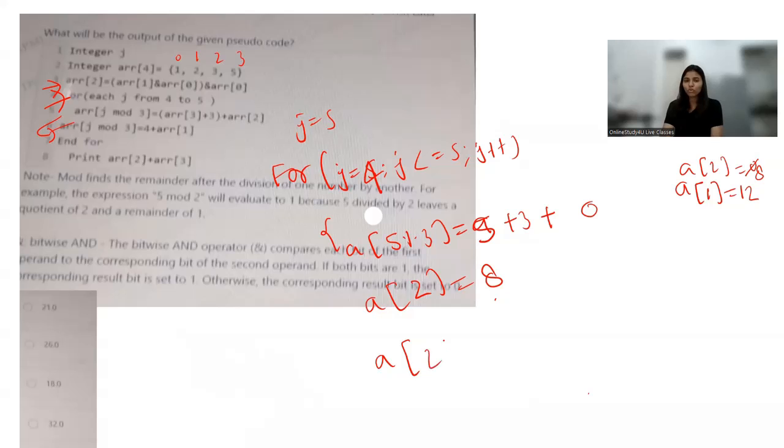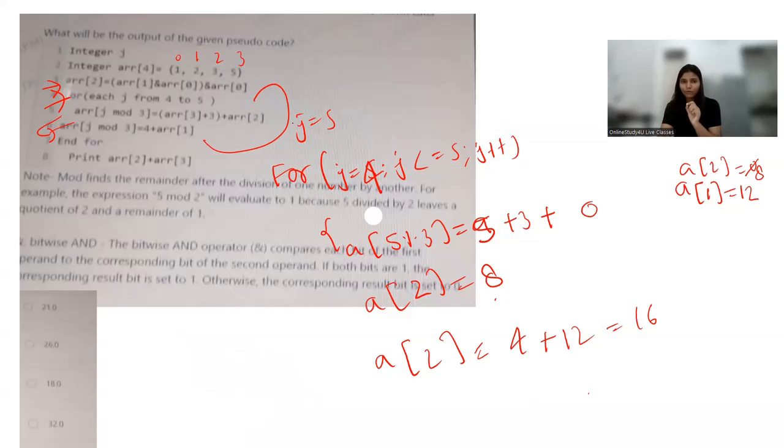Again from here, it will be updated array of j mod 3, that means 5 mod 3, so it will be 2 only. I'm directly writing 4 plus array of 1. So 4 plus array of 1 is 12, so it will become 16 now. Again from here the control will go into the for loop. It will increment the count of j value will become 6.